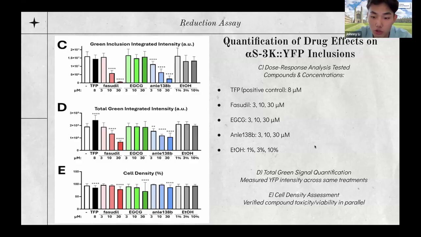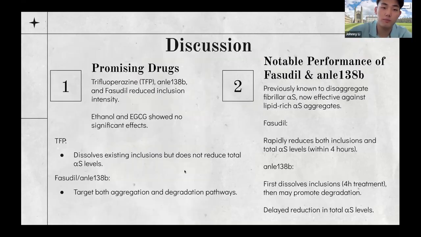Now, onto our discussion. As we can see in our study, we tested 5 different compounds for their ability to reduce lipid-rich alpha-synuclein aggregates. Among these, trifluoperazine (TFP), Anli 138B, and Fasodil showed promising results. TFP primarily prevented the formation of inclusions without reducing total alpha-synuclein protein levels, whereas Fasodil and Anli not only prevented these inclusions but also reduced total alpha-synuclein levels.